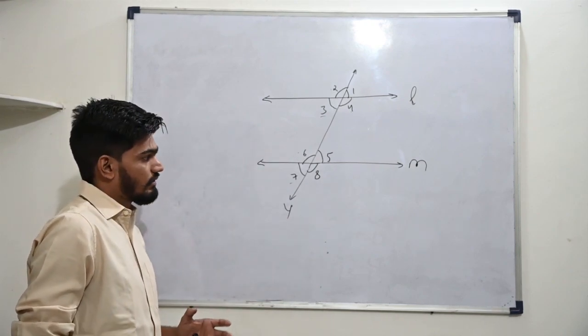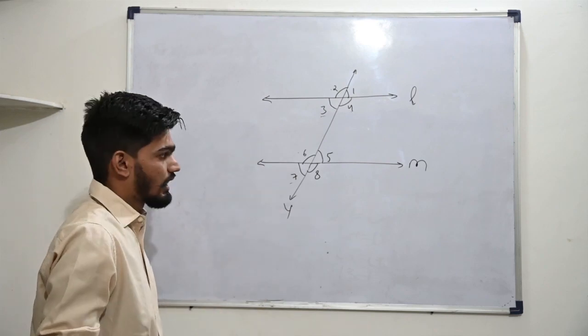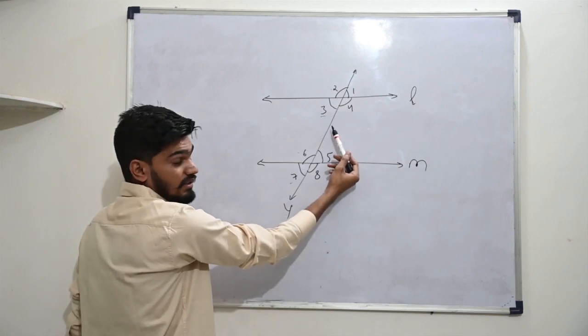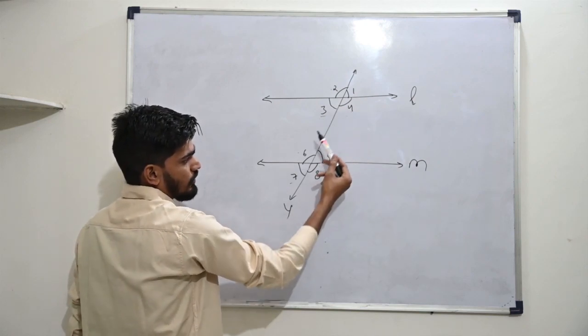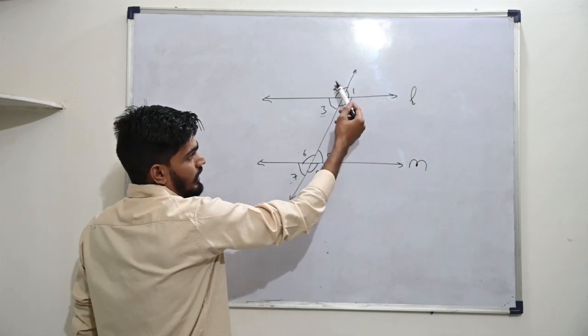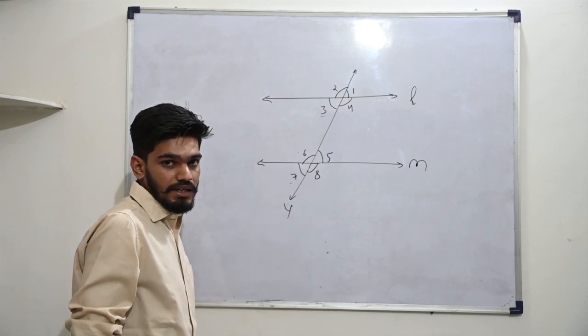Now, first of all, we will have an idea what are interior angles in this and what are exterior angles. So the angles which are formed between two lines, they are interior angles. Angle 3, 4, 5, 6, they are interior angles. And angle 1, 2, 7, 8, which lie outside the two lines, they will be exterior angles.